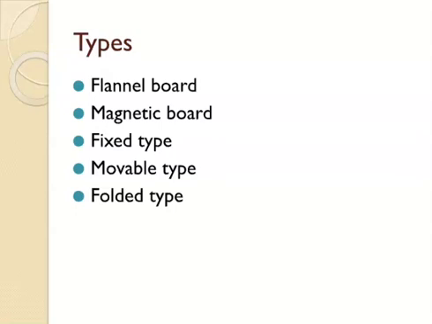If the bulletin board is made of flannel cloth, we say it is a flannel board. Magnetic board: some colleges, instead of soft cloth or thermocol, use a magnetic board as a bulletin board. Fixed type is where you cannot move it. Movable type is also available, and folded type also.